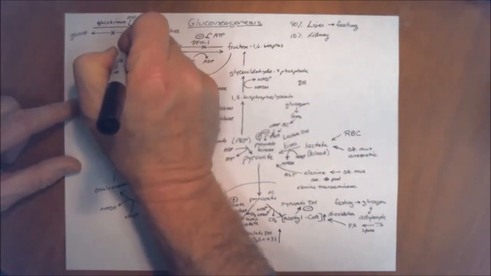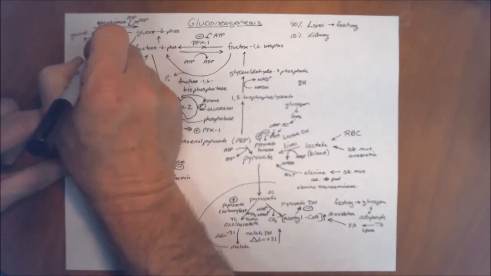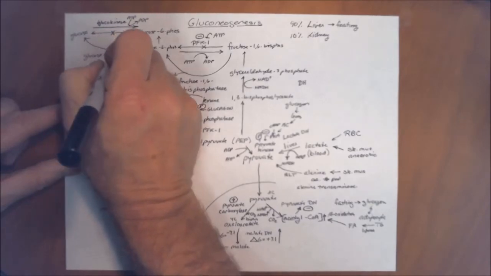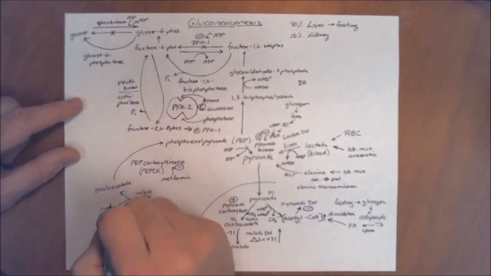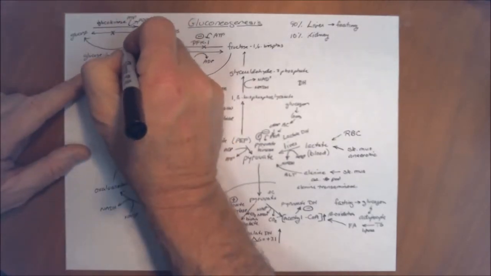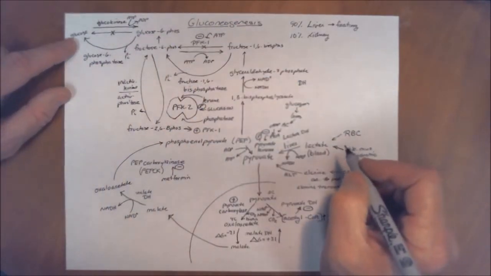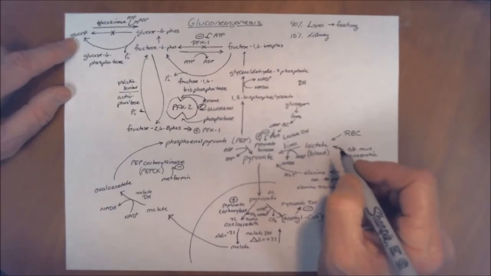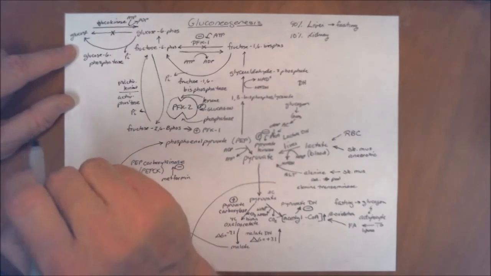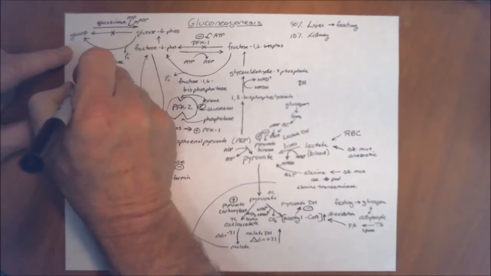Rather, what we are going to do is bypass this step, and we are going to use the enzyme glucose 6-phosphatase. This enzyme is responsible for removing the phosphate from the number 6 carbon on glucose, forming glucose. Now, what is the preference between these two enzymes? How is this point of regulation controlled? It's controlled by substrate concentration.